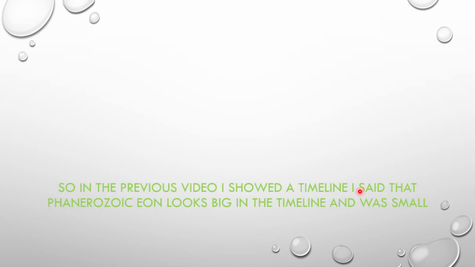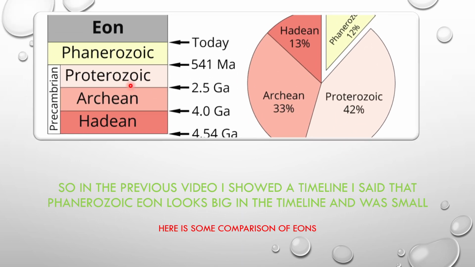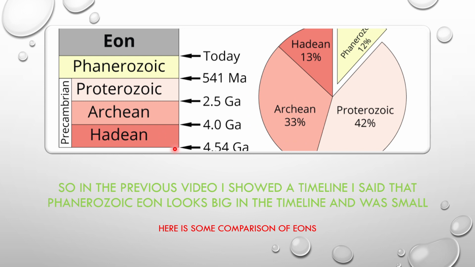In the previous video I showed a timeline and I said the Phanerozoic eon looked big in the timeline but was actually small. Here is a comparison of eons. As you can see, the Hadean eon, which was the first eon, contains 30% of history. The second eon, called the Archean eon, contained 33%. The Proterozoic eon contained 42%, and the Phanerozoic eon contains 12%, which is the lowest.